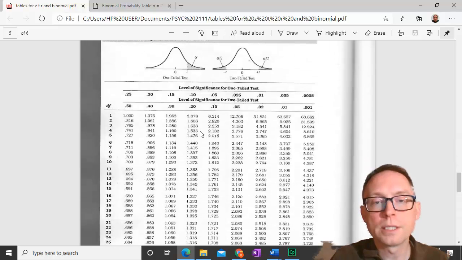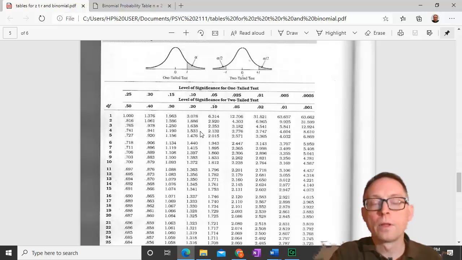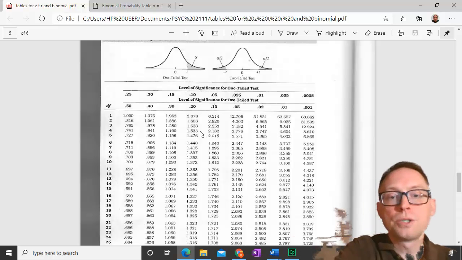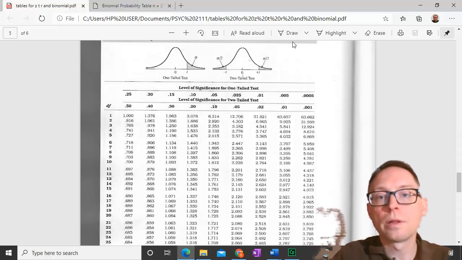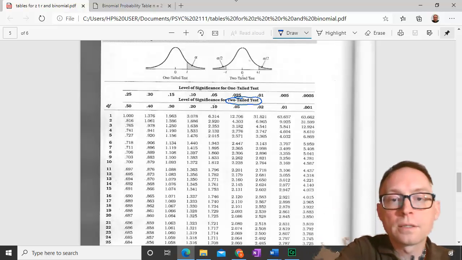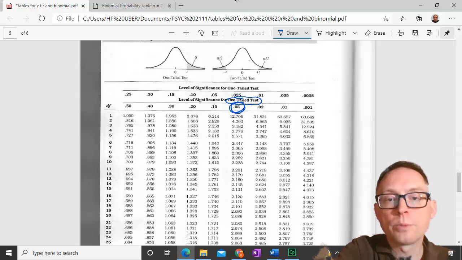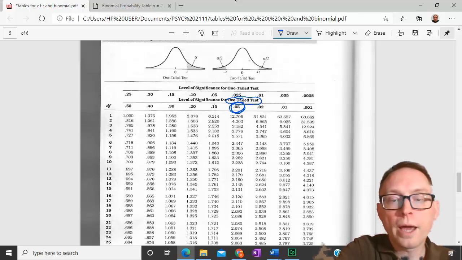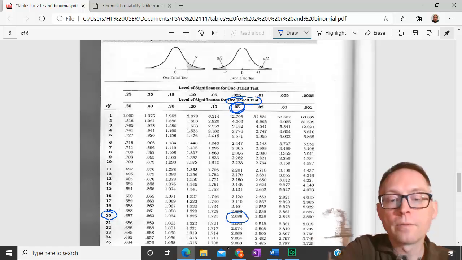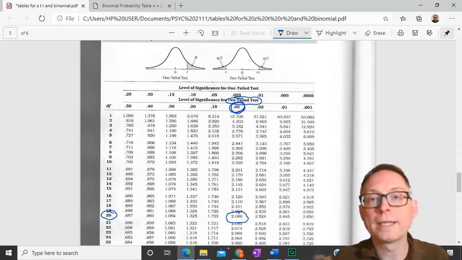Here's the t table. Okay, now remember, this is going to be a two-tailed test. So let me go ahead and draw on this a little bit. We're going to do a two-tailed test, right? That means we need to look at this column right here of alpha equals 0.05. But which row do we look at? Well, remember we had 22 people and degrees of freedom is n minus 2. So we need to look at 20 right there. That means that the critical value is 2.086.